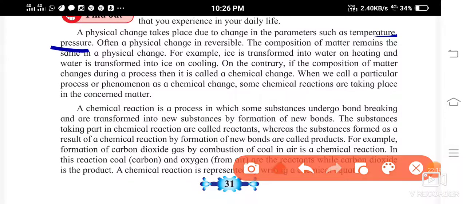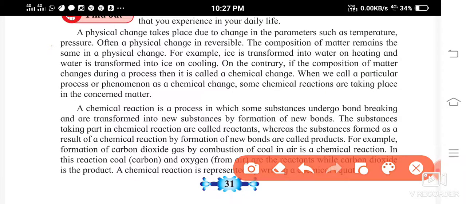The composition of matter remains the same in a physical change. So the composition is going to remain the same. For example, ice is transformed into water on heating and water is transformed into ice on cooling. On the contrary, if the composition of matter changes during the process, then it is called a chemical change. So we have studied this, isn't it? If the composition changes, then it is a chemical change, but in a physical change, the composition remains the same.